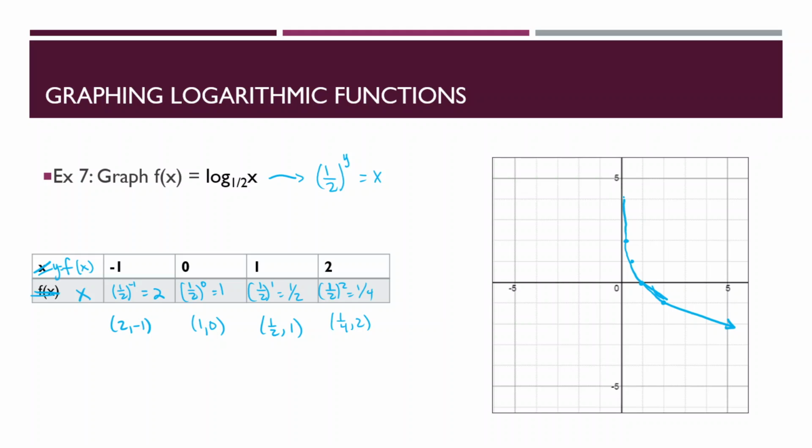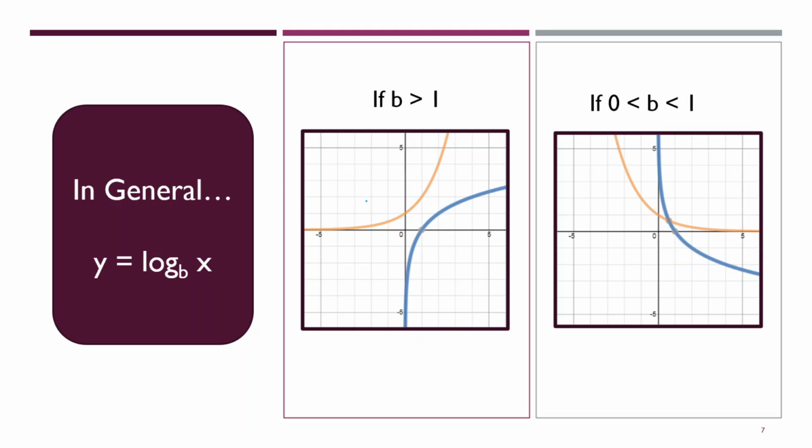And again, we still have this vertical asymptote at x equals 0. Okay. Now notice this one has a base of 1/2, so this is a decay function. If the base is less than 1, just like with the exponentials, the log will be a decay. If the base is greater than 1, then it will be a growth. So in general, this is what the functions look like.